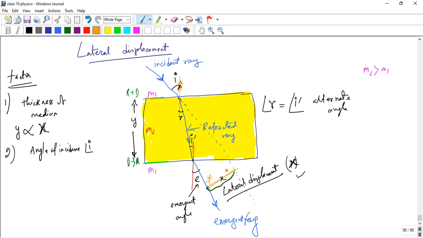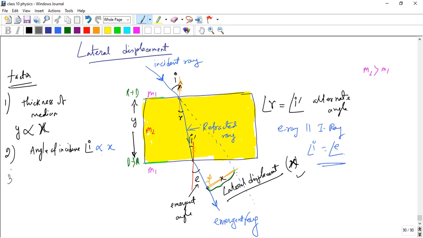And the emergent ray is also parallel to the incident ray. So that's why I is also equal to E. So lateral displacement depends on the angle of incidence. If the angle of incidence is more, the lateral displacement is more, so that is also proportional to x.